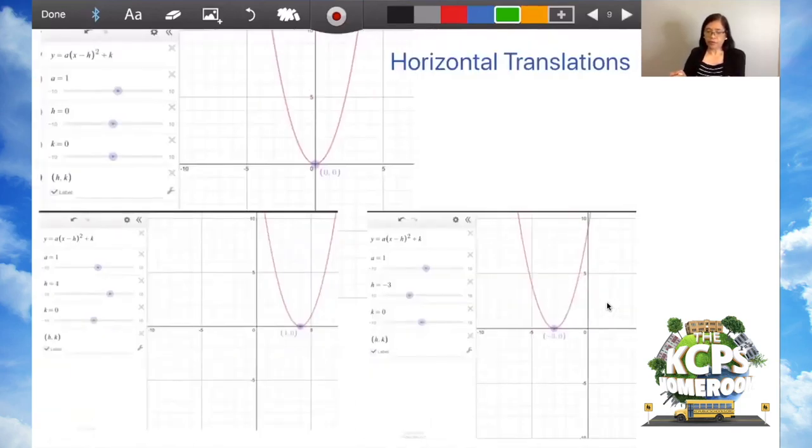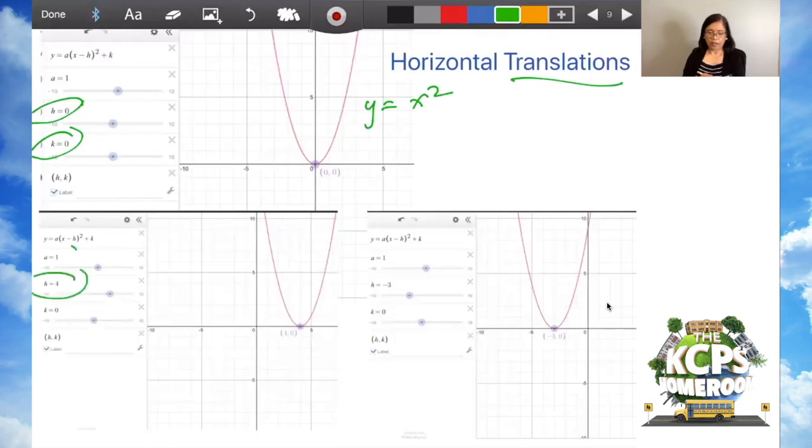Let's move on to horizontal translations. Let's start with the parent function, again y equals x squared. And now the value of a is still 1, h is 0, k is 0. This time, we're going to change just the value of h. Our h is 4 and k is 0.